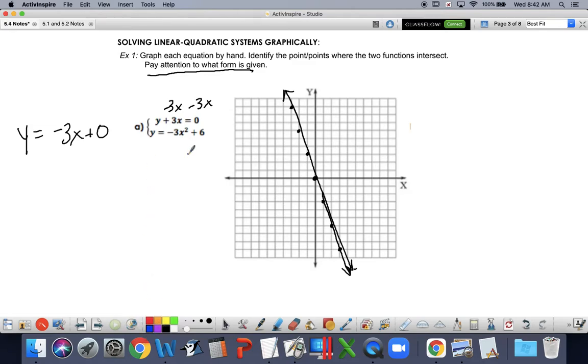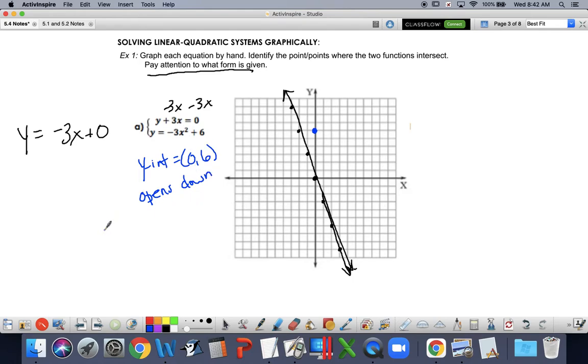I see an x squared in there, and this is currently in standard form. So when we graph quadratics that are in standard form, we look for things like, I know right away that my y-intercept is going to be at 0, 6. So that's a point I can put on there. I know it's going to open down because it starts off with a negative out front.